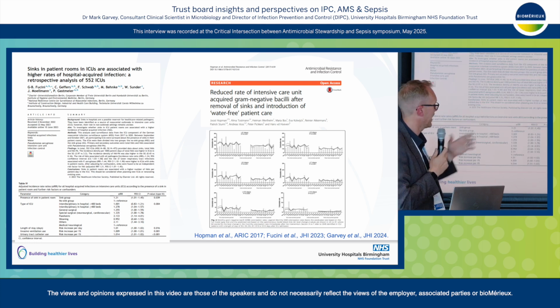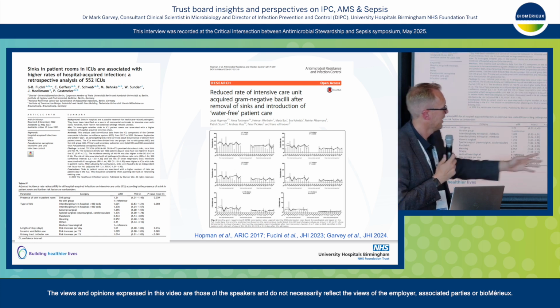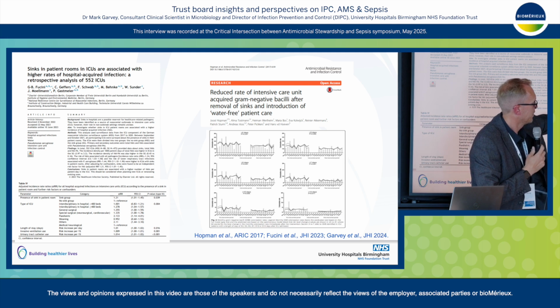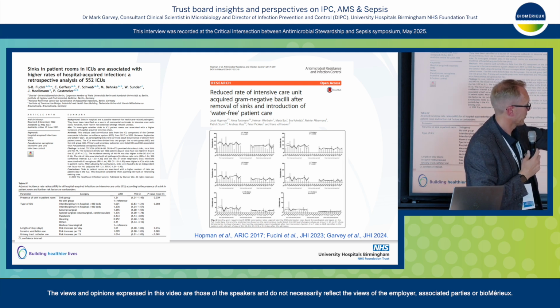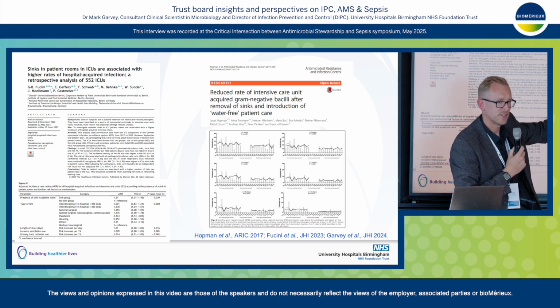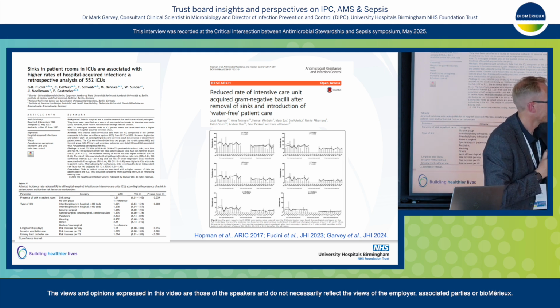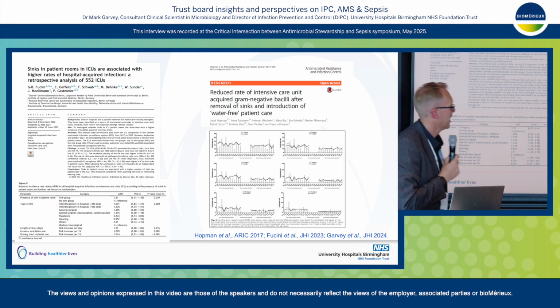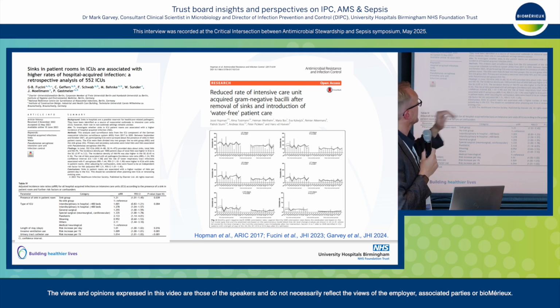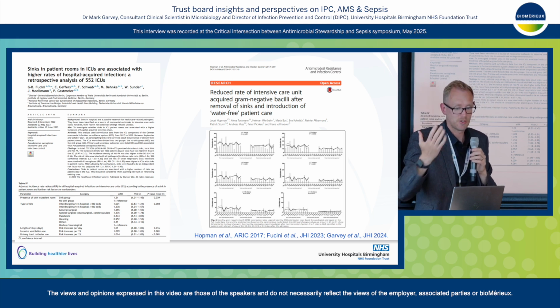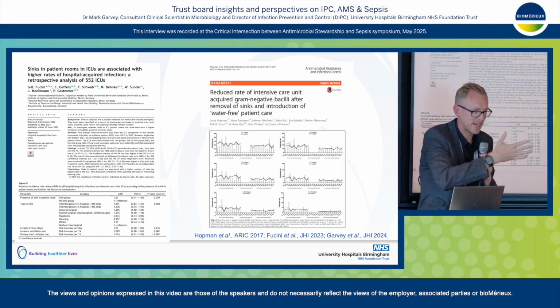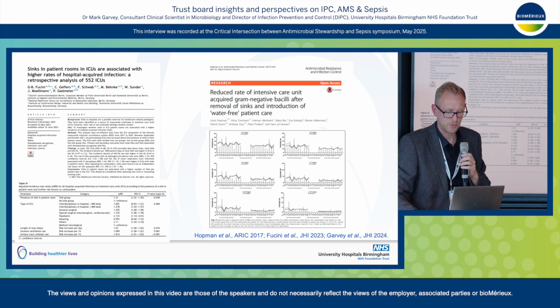There's loads of data out there that shows using less water. Hopman put water-light care into place, and it showed a reduction in gram-negative colonisations and infections. Hopefully you can see it's all reduced down. And then Giovanni Scarcini did some lovely work, again another meta-analysis, and showed rooms that didn't have sinks had fewer gram-negative infections. So again, tackling some of these pan-resistant organisms.